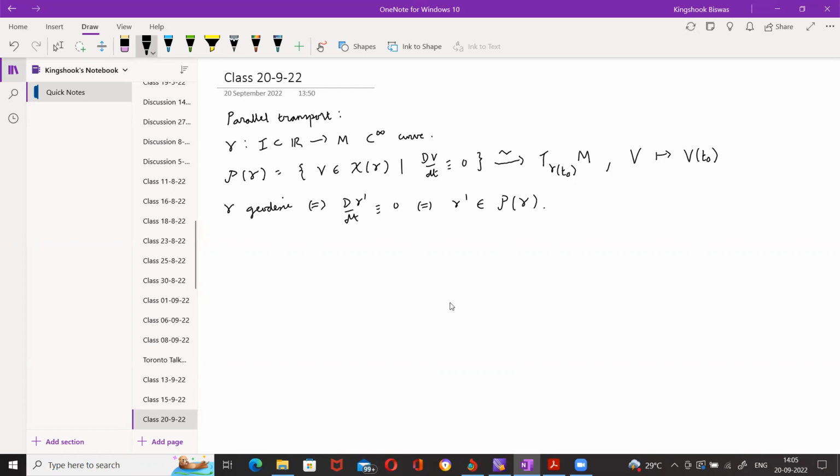And in 2 dimensions, we can say what parallel transport looks like. So suppose the dimension of M is 2, and suppose gamma is a geodesic. Then along a geodesic in 2 dimensions, parallel transport is not so hard to describe. So here's gamma, a geodesic.